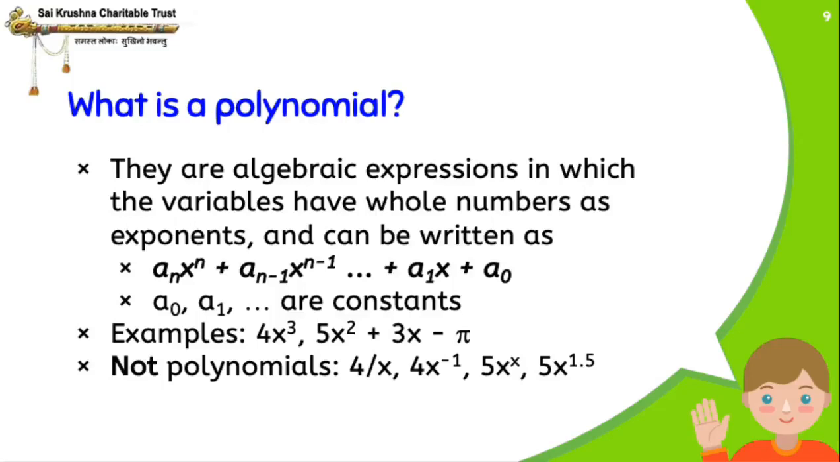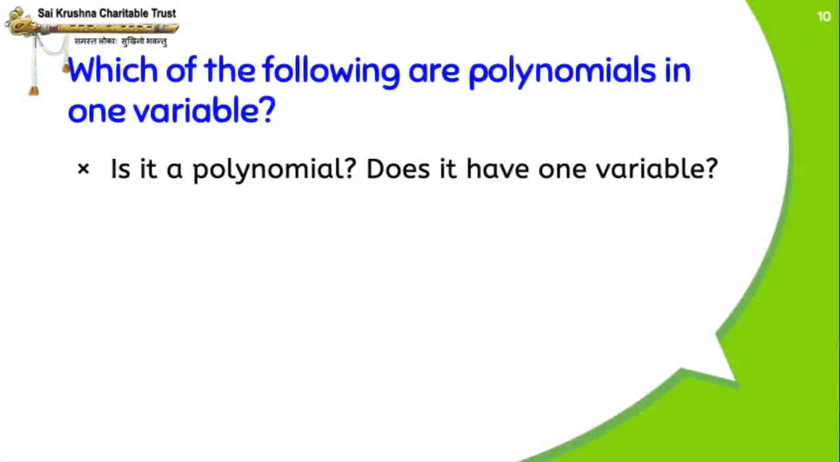Let us do some examples to see if the following are polynomials in one variable. I'm not asking you only if it is a polynomial, I'm also asking you, is it a polynomial in one variable? So you have to ask the question, is it a polynomial and does it have one variable? If the answer to both are yes, then it is a polynomial in one variable. Otherwise, the answer is no. Let us look at some examples.